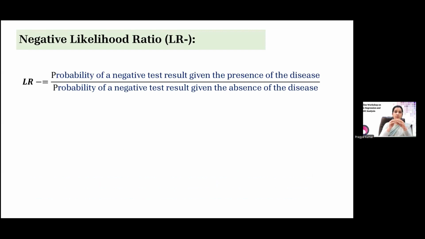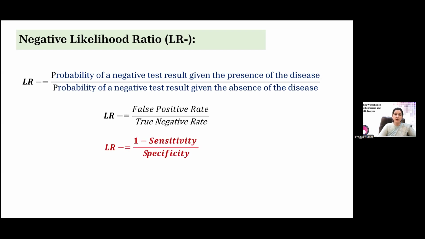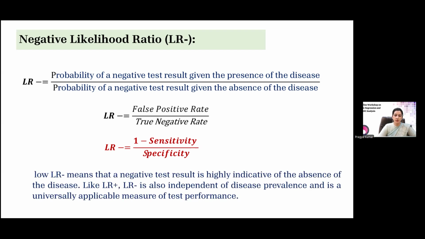So what is the probability of a negative test if the person is actually suffering from disease, and what is the probability of the negative test if the person is not suffering from disease? So how do we classify it? It is the false negative rate and the true negative rate. If you convert that, it is 1 minus sensitivity over specificity, which Dr. Arun was talking about, that he wants to draw a graph with 1 minus sensitivity on one axis and specificity on the other. So that is your negative likelihood ratio.